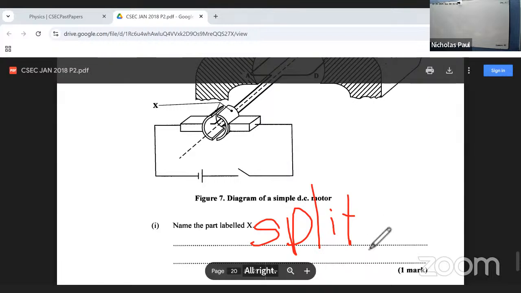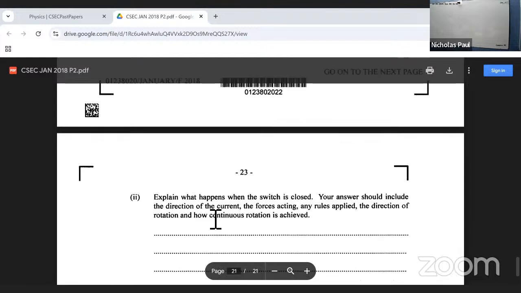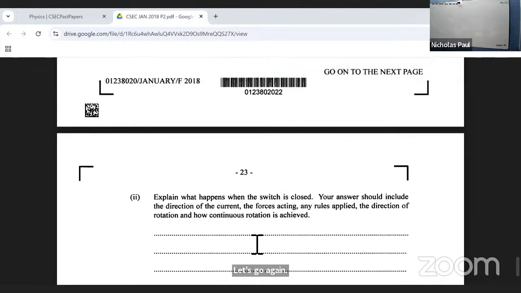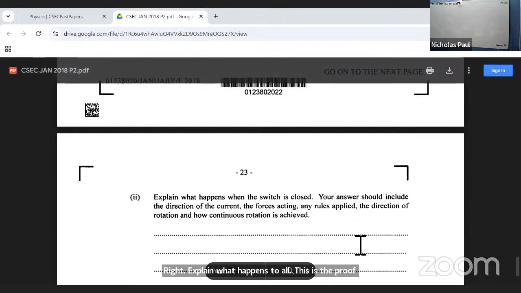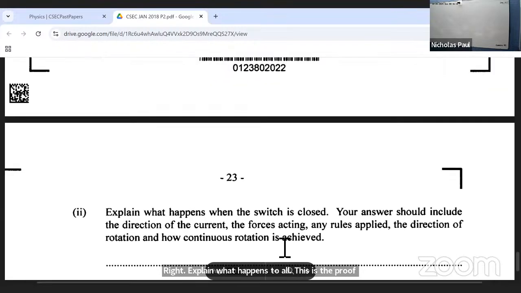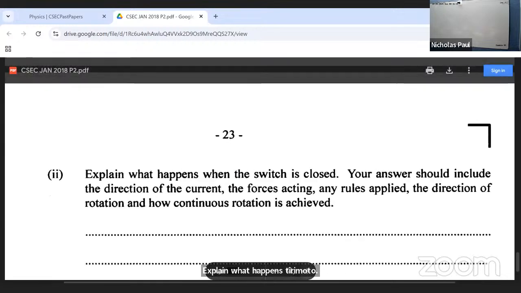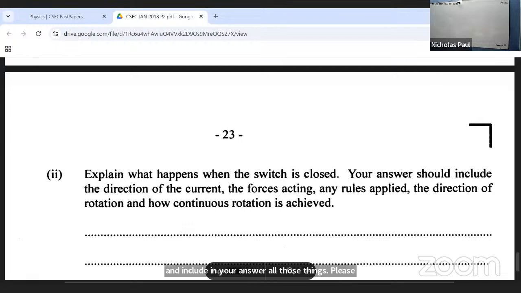Let's go again. This is the perfect one. This is where I got these steps from. Explain what happens to the motor and include in your answer all those things. Please don't look back. Try and do it without looking back. They give you what you want and they give you the order. Try it, please. Explain what happens when the switch is closed. Your answer should include all of that.